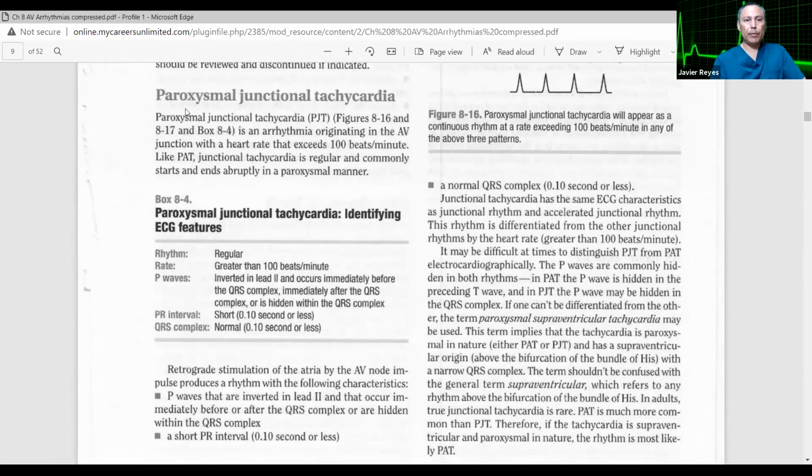Now, I don't like this word paroxysmal. I don't like it because it's hard to find a meaning to it. For me at least, it's hard to associate it with anything. We call them SVTs. In this book, it calls them supraventricular tachycardias. Here they call it paroxysmal. Paroxysmal means that you don't even know where it's coming from.